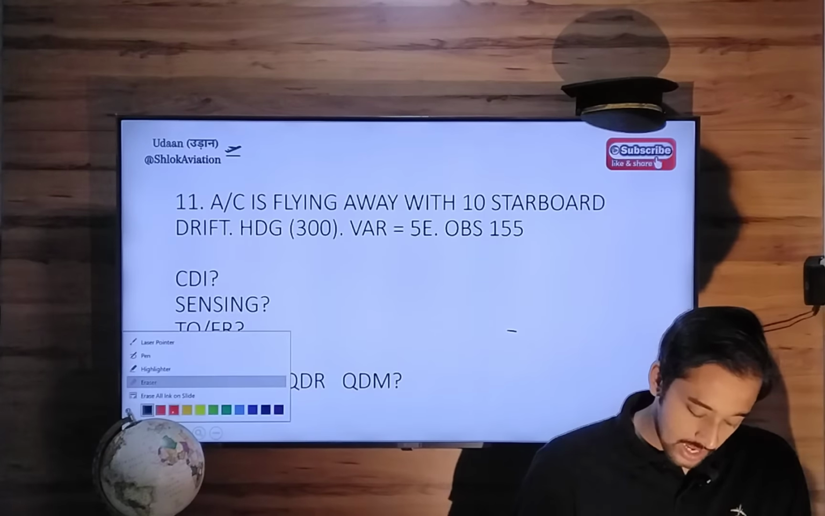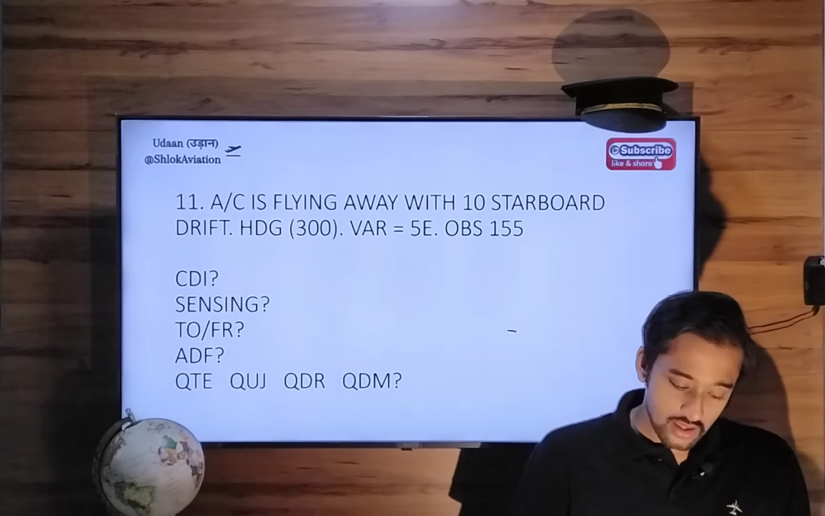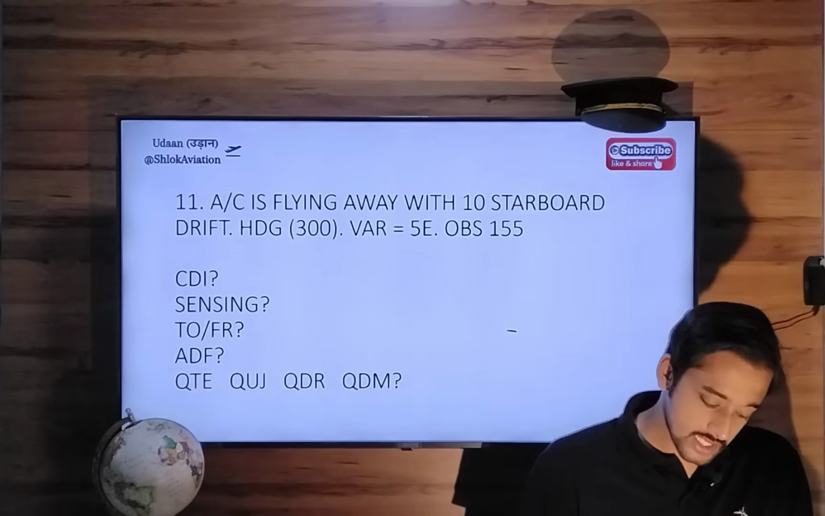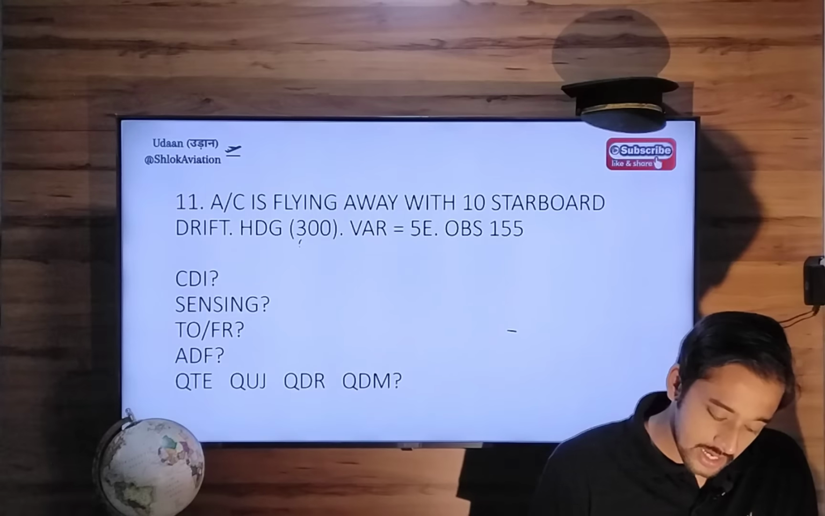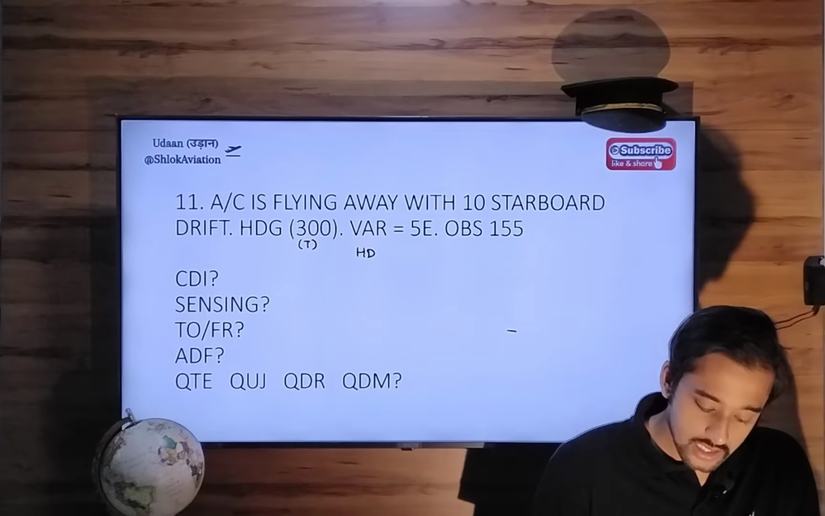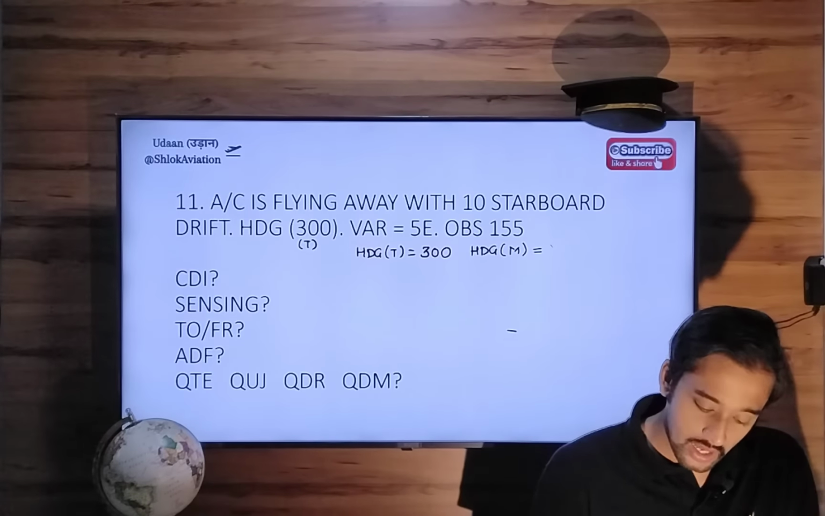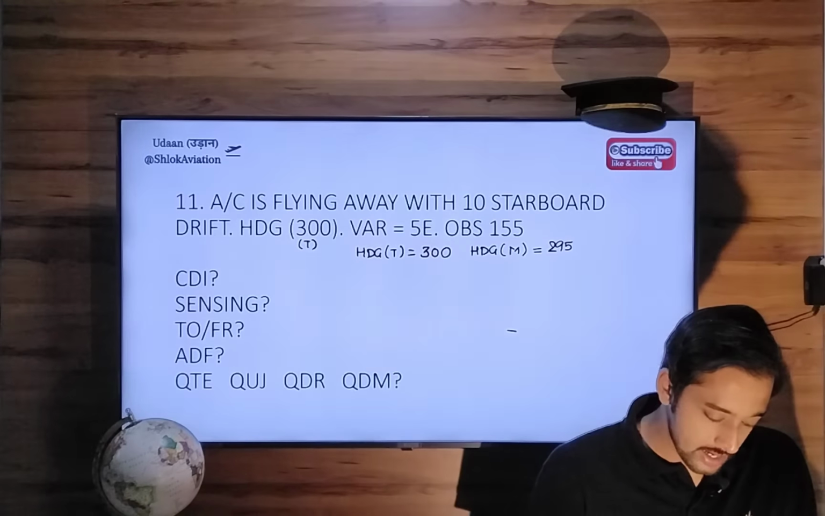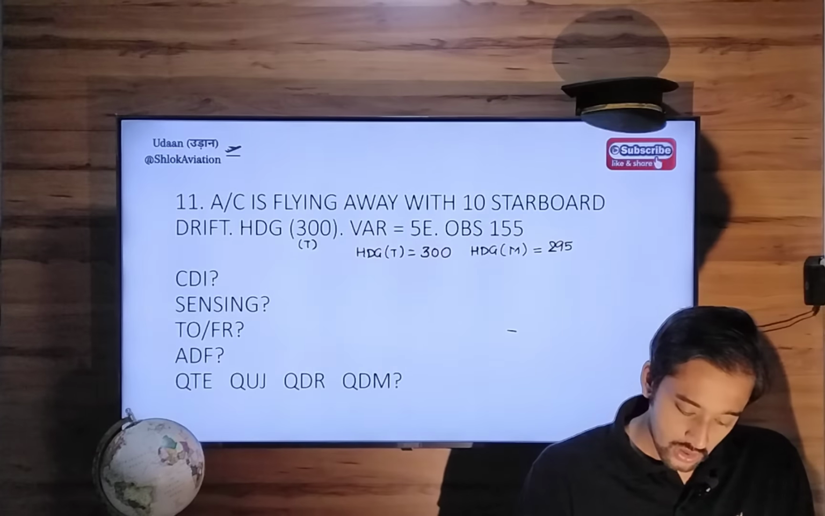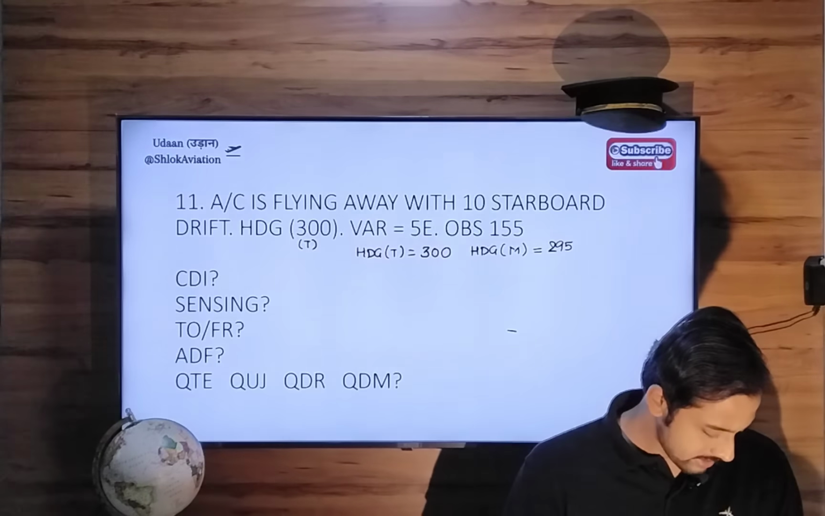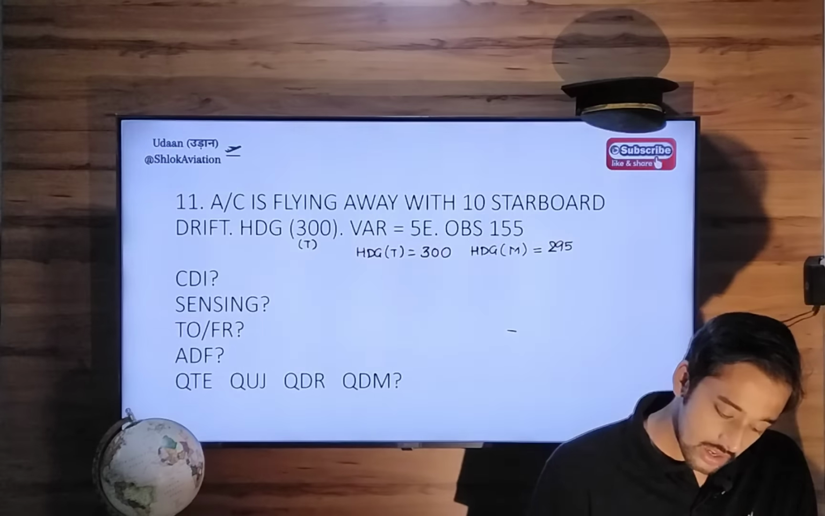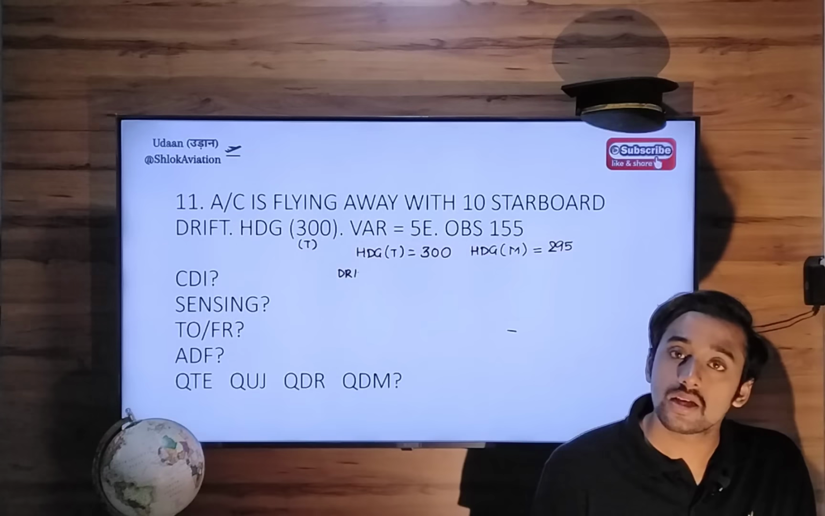So aircraft is flying away with 10 degrees starboard drift. Heading is 300 degree true. So heading is 300 true. Magnetic it will be equal to 295 degree. Okay. Drift is starboard.